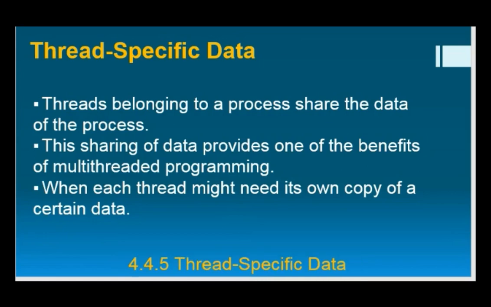Threads belonging to a process share the data of the process. Indeed, this sharing of data provides one of the benefits of multithreaded programming. However, in some circumstances, each thread might need its own copy of certain data. We will call such data thread-specific data. For example, in a transaction processing system, we might service each transaction in a separate thread. Furthermore, each transaction might be assigned a unique identifier. To associate each thread with its unique identifier, we could use thread-specific data.